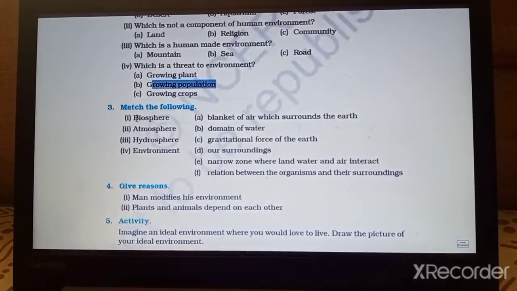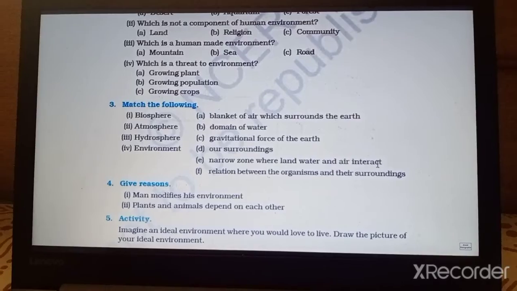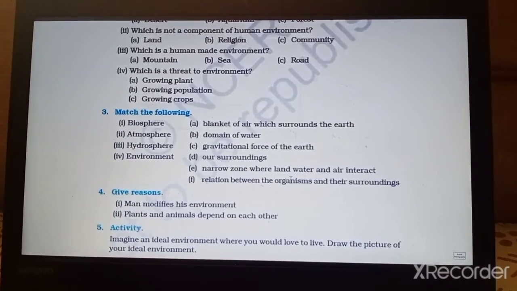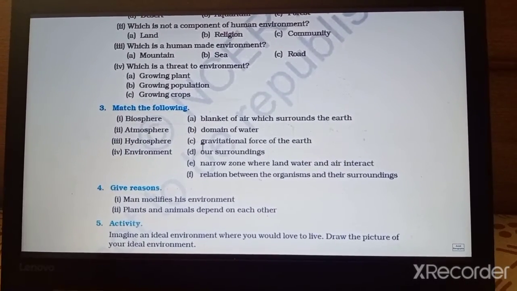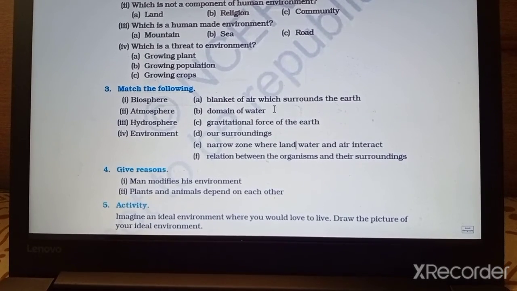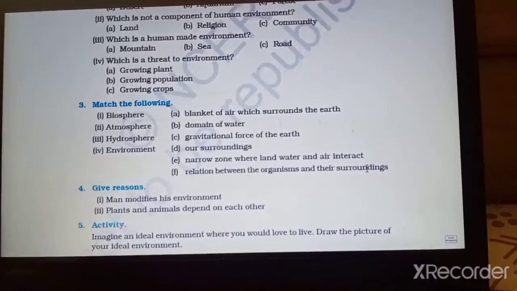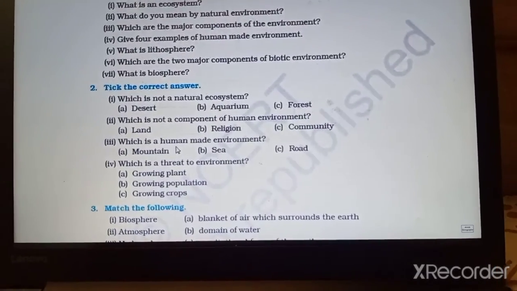Over. Match the following. Biosphere, narrow zone where land, water and air interact. So what is biosphere? A narrow zone where land, water and air interact. Atmosphere, blanket of air which surrounds the earth. Hydrosphere, domain of water. Environment, relation between the organism and their surroundings. With this, we have come to an end of the first chapter.